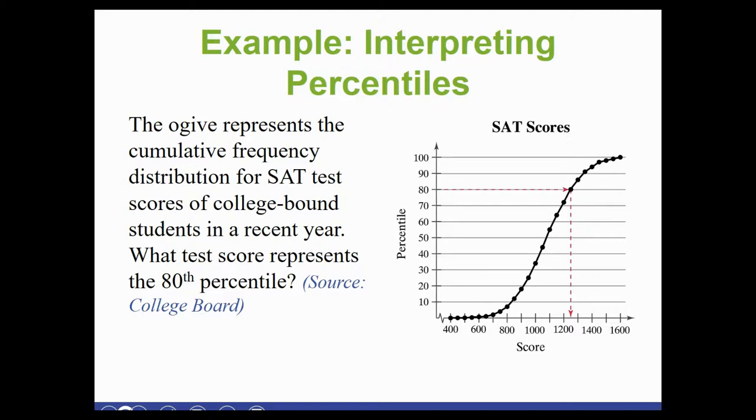So here's some percentiles to look at. This is a graph of one. This is an ogive that represents the cumulative frequency distribution for the SAT test scores of college-bound students in a recent year. What test score represents the 80th percentile? So on the left, we have percentiles, and across the bottom, we have scores. So if we find 80, and we trace it across, find where it hits our graph, and bring that down, it looks like we're hitting right between 1200 and 1300, so 1250.